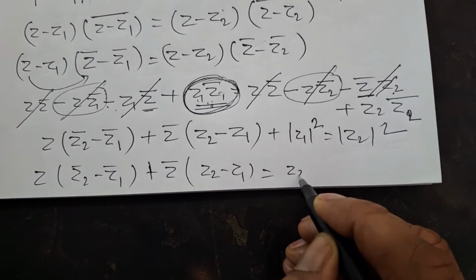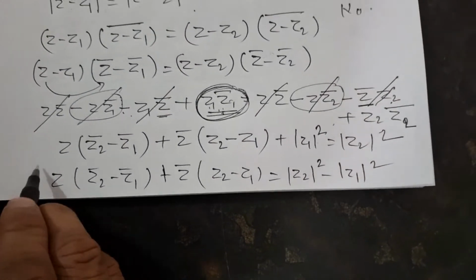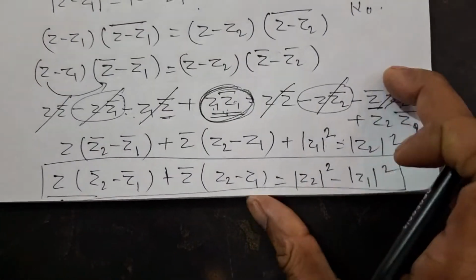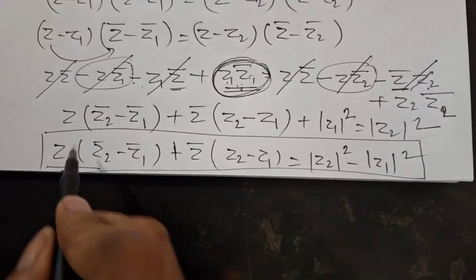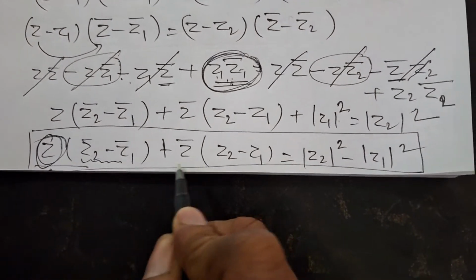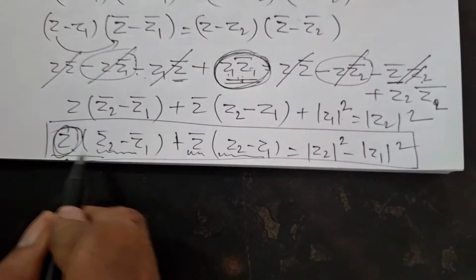Equals Z2 square minus Z1 square. This is a very important equation of bisector in complex number form. See, this is a complex number, Z is a complex number. I know this is also a complex number, this is also a complex number, but different complex numbers.